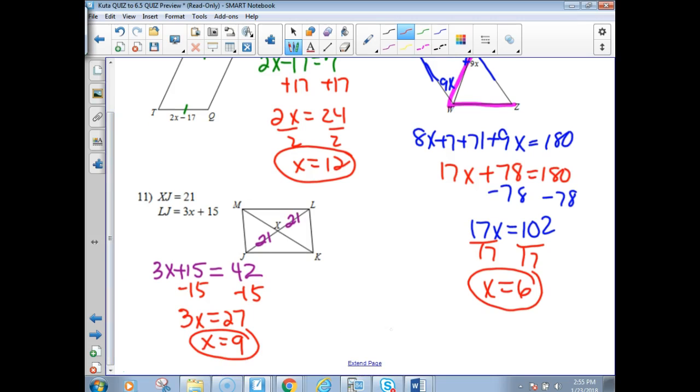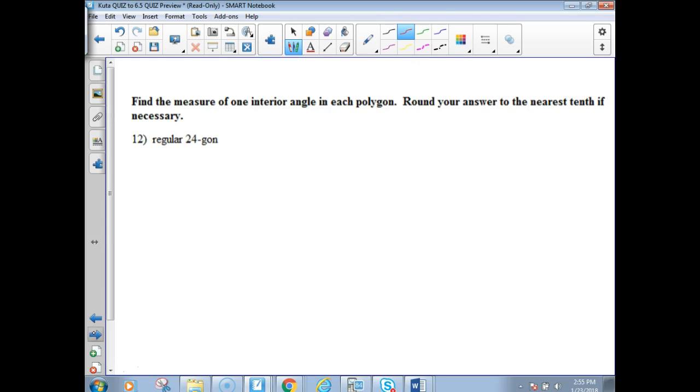Okay? Next. If we don't need this, does anybody still need this? I know I do my algebra kind of quick here. Find the measure of one interior angle in each polygon. You have to flip the paper, don't you? Oh, you already did. Okay.